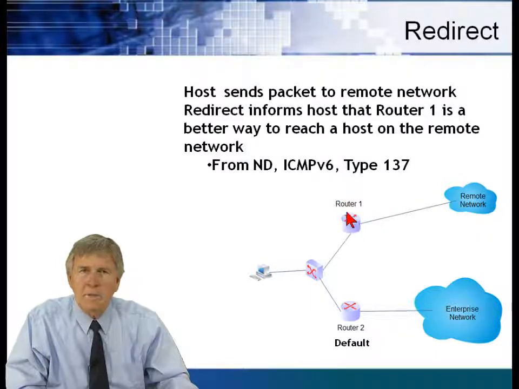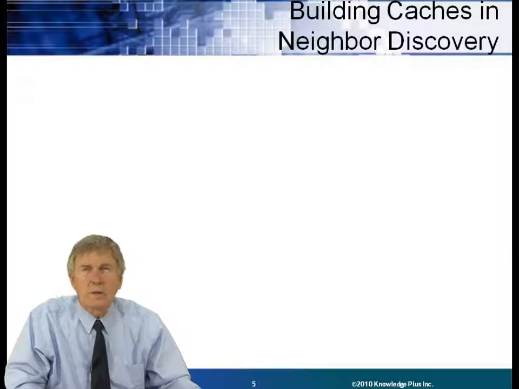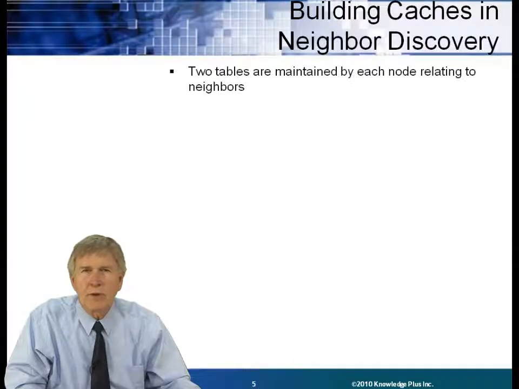Okay, then in neighbor discovery, ICMPv6 type 137, a redirect message will be sent back to the host informing the host that router 2 is not the router to use first, but router 1 is the approach. So for ensuing traffic after that redirect, the message is passed directly through from the remote network through router 1 to the host. Let's talk about building caches in neighbor discovery.